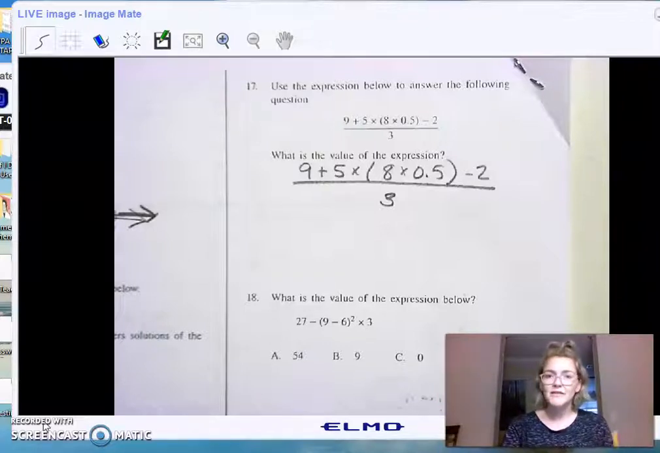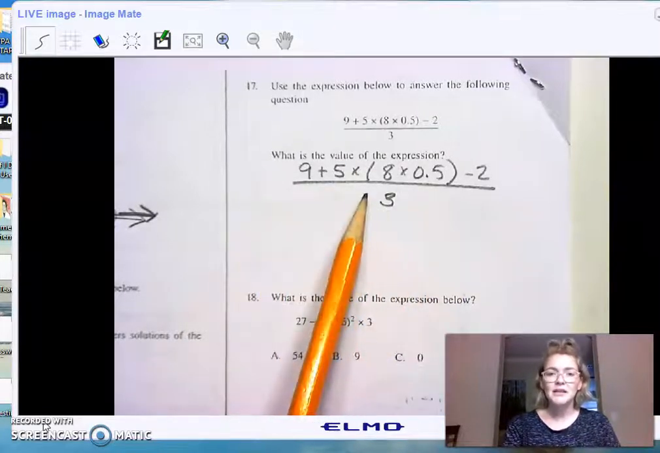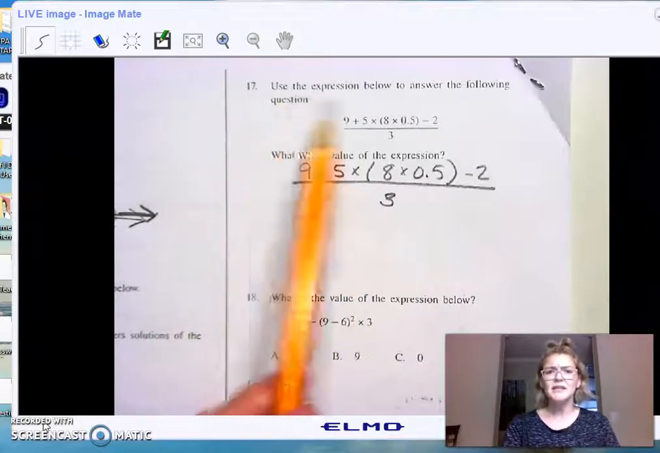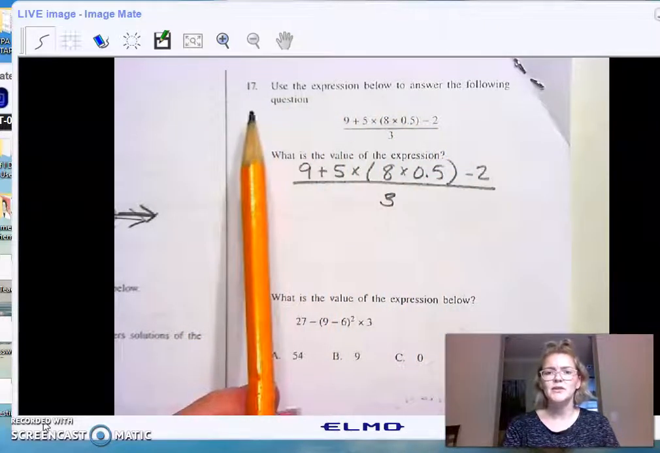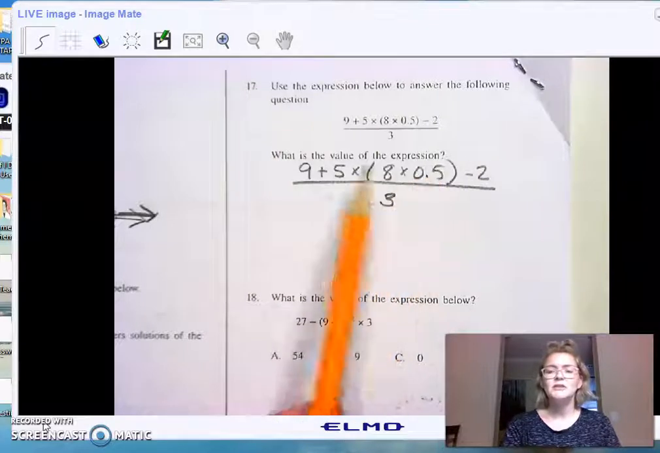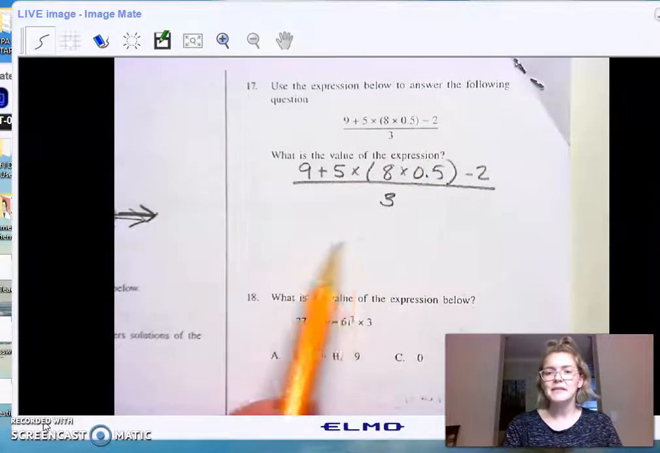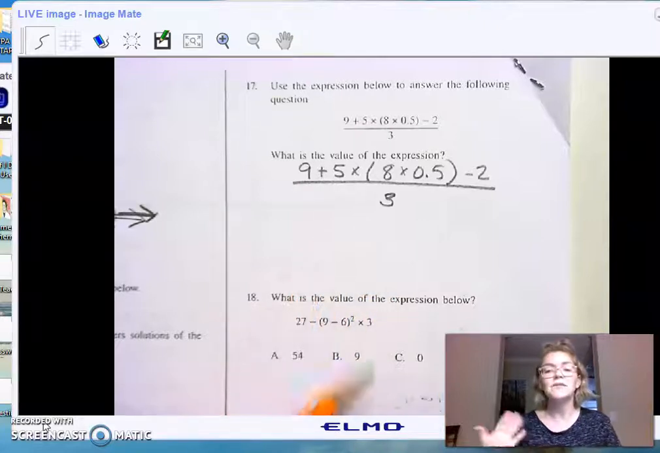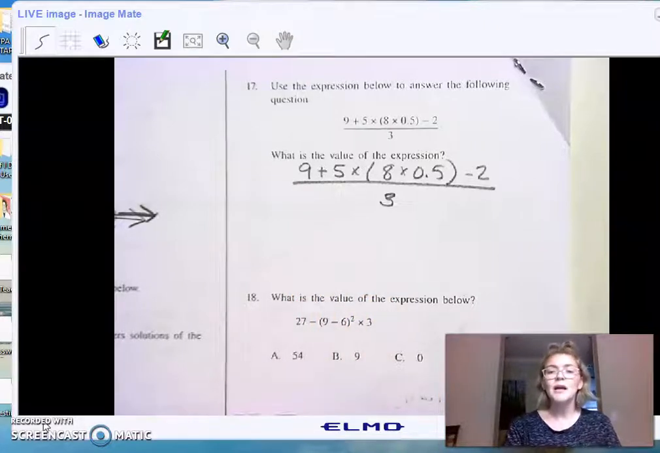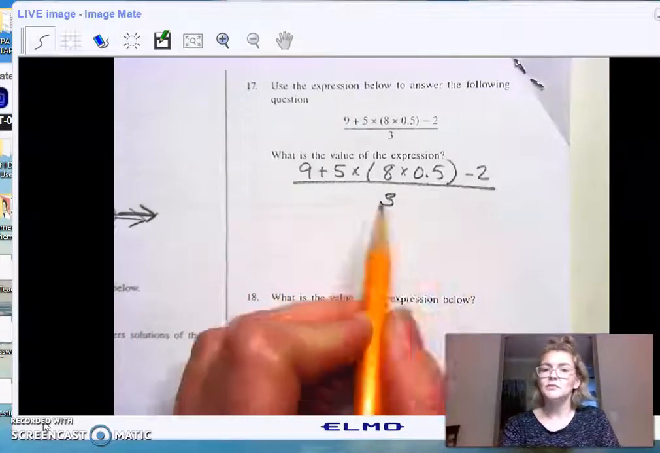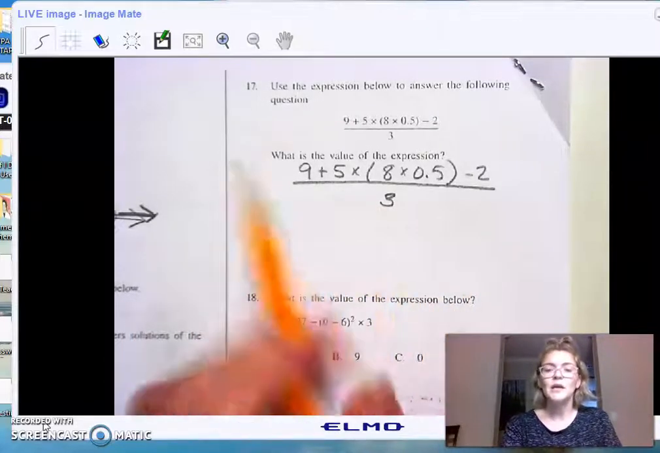So I'm on question 17. There are two other videos that cover 1 through 16. On number 17, it says use the expression below to answer the following question. What is the value of the expression? All I did was copy this down here so that I could work in the section below to show my work, because it's very important for students to show their work. So I'm going to show you how to show your work on this problem and work through it.